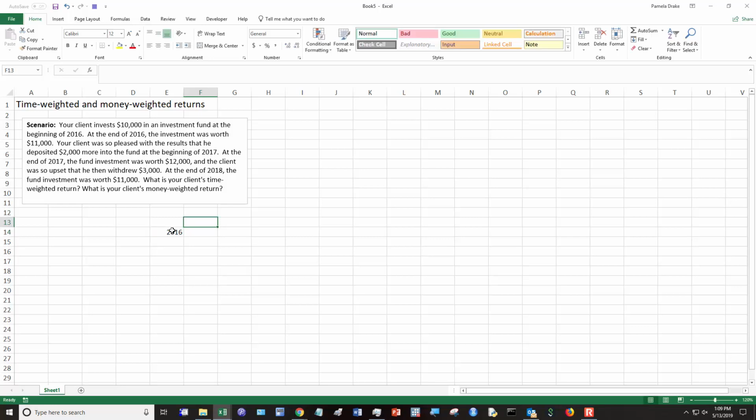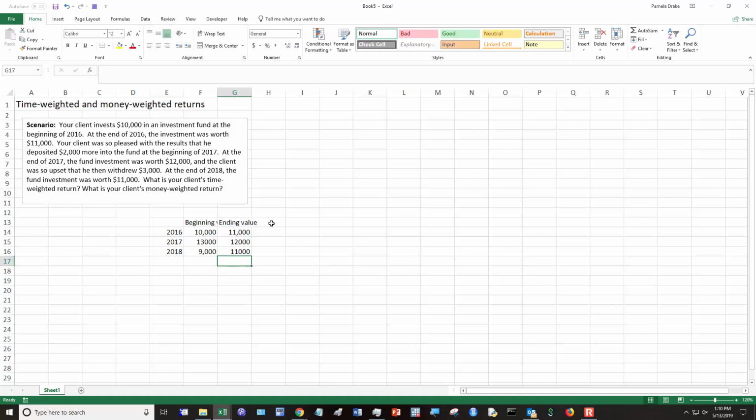2016, and the beginning of the value term is the 10,000. At the end, there's 11,000. Next period, 2017. Now we have an additional investment of 2,000. So we're starting the year 2017 with, instead of 11,000, we're starting it with 13,000. And at the end, we're told that it's worth 12,000. Then the client decides to withdraw funds, so instead of starting with 12,000, we're going to start with 9,000. And then we end, as given in the scenario, 11,000.